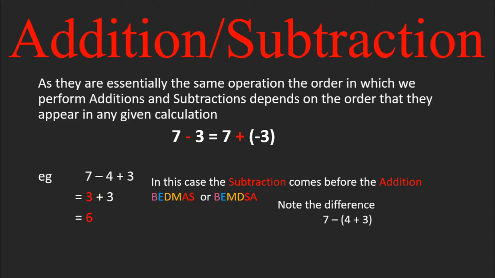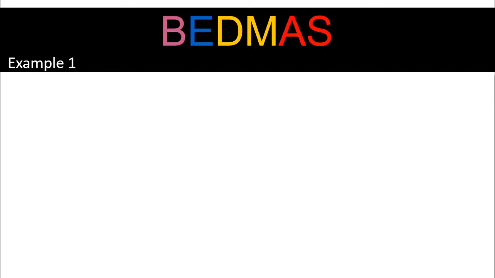In this case, even though I see the subtraction before the addition in this calculation, we can't ignore the brackets. We know brackets always come first. So here we would do 7 minus, and 4 plus 3 is 7. So 7 minus 7, and that is 0. You see how order of operations is important? And we always follow BEDMAS order of operations, whether you're reminded to do so or not.